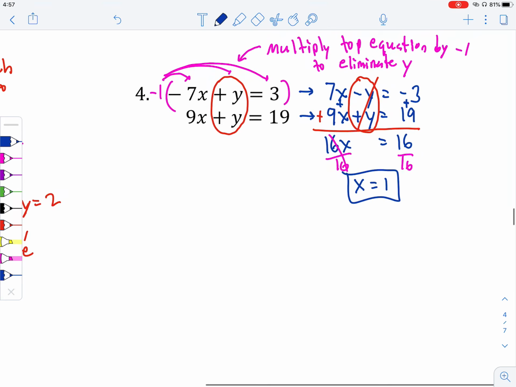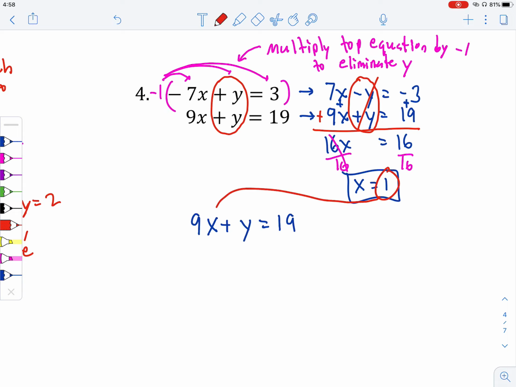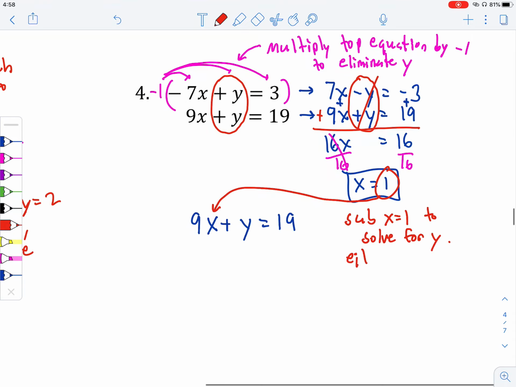Then we can use that to solve, right? We're going to pick any equation that we want to. Let's use the second one. So we're going to use 9x plus y equals 19. And then we're going to take that x equals 1 and put it in for x. So we're going to substitute x equals 1 to solve for y. Right, and any equation will do, either one.